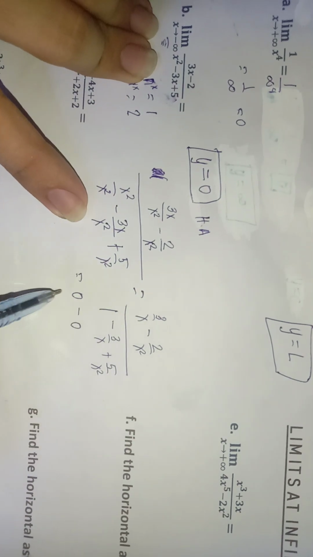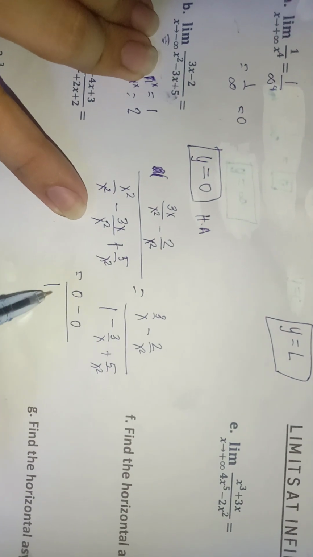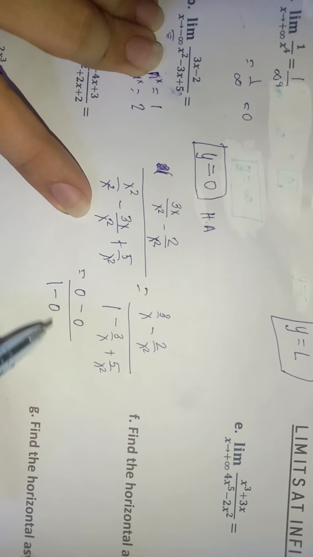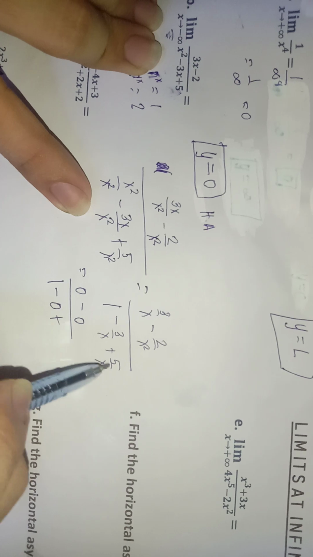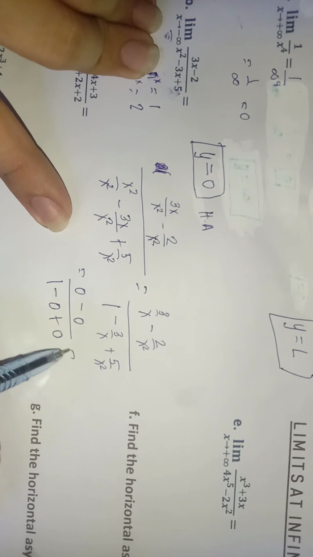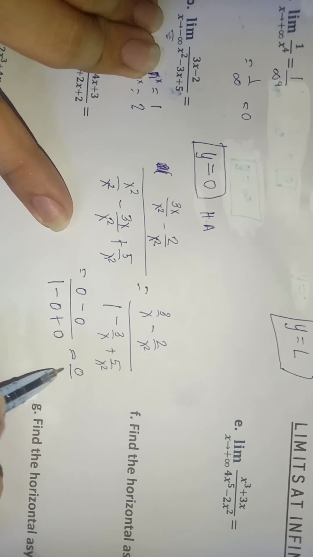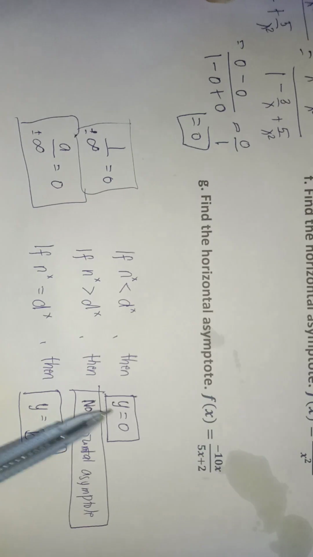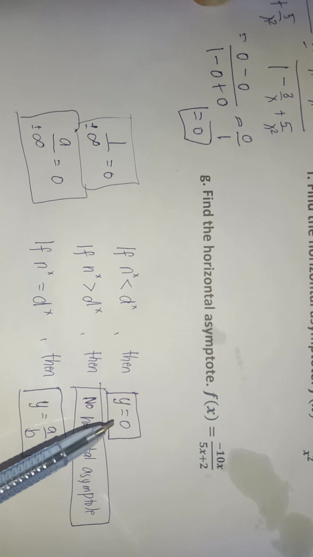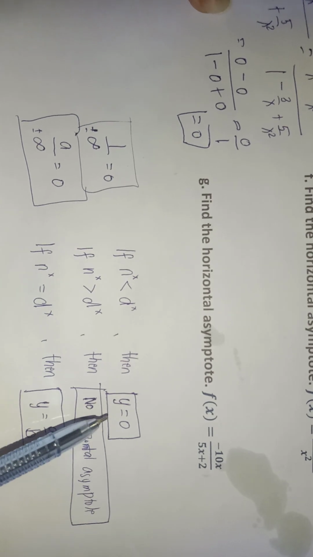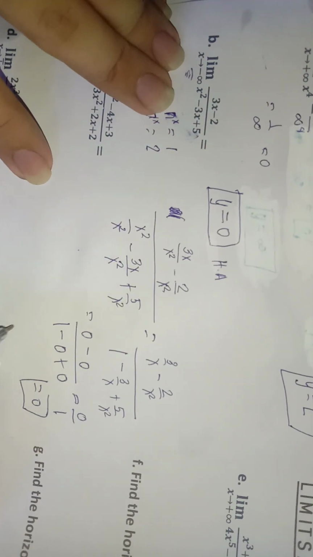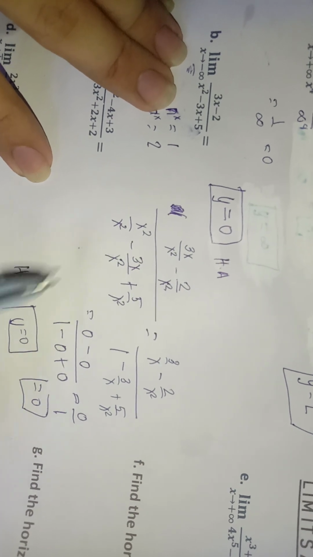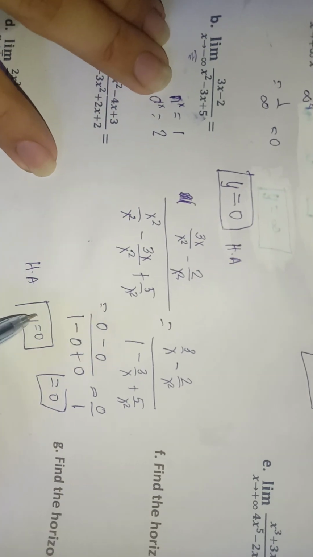That is also equal to 0, over 1 minus 3 divided by negative infinity, also 0, plus... So this is also equal to 0. So the function becomes 1 over 0, or divided by 1, or that is 0. So that concludes our horizontal asymptote. That is equal to y is equal to 0. This is now our horizontal asymptote for letter B.